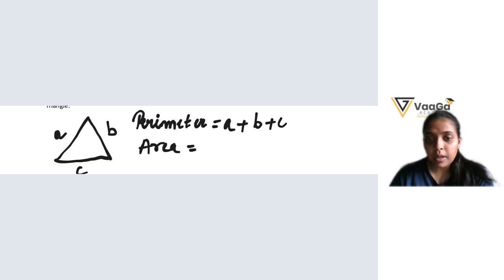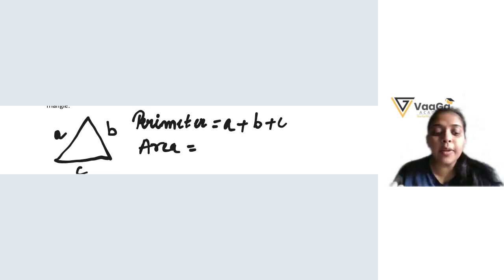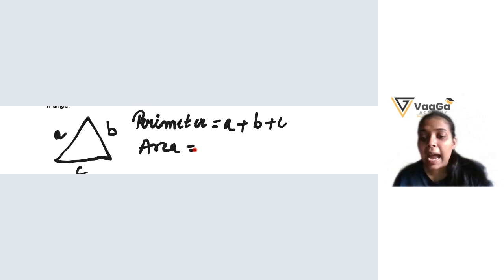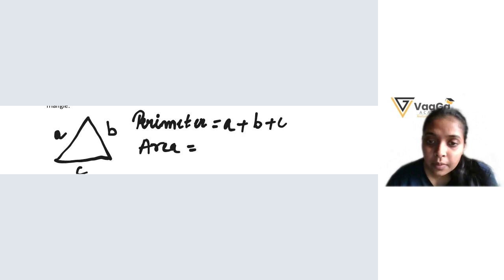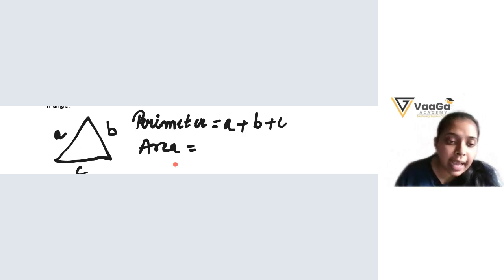See, when I calculated the area for the square, I had the vertical side and the horizontal side. Then I calculated the area by multiplying them. Similarly in the rectangle. So for the triangle also I need the vertical side. How will I get the vertical side? I can make this the vertical side.